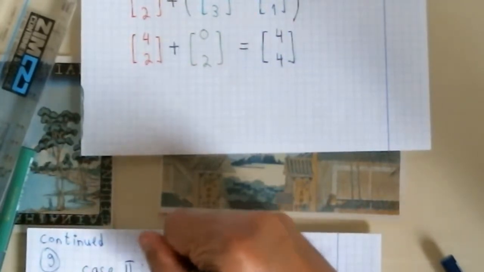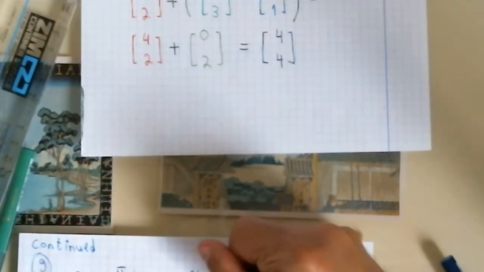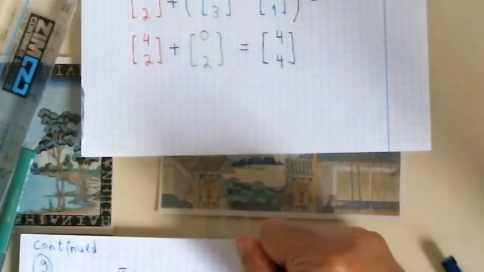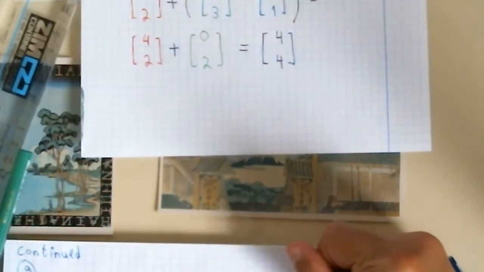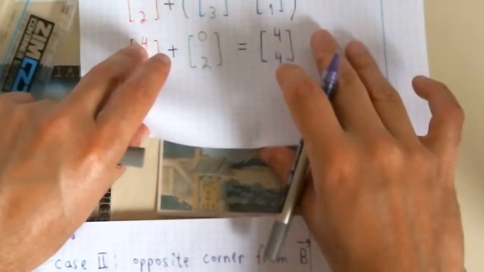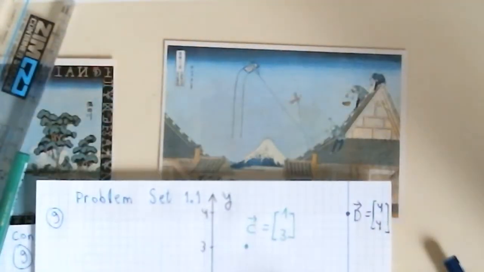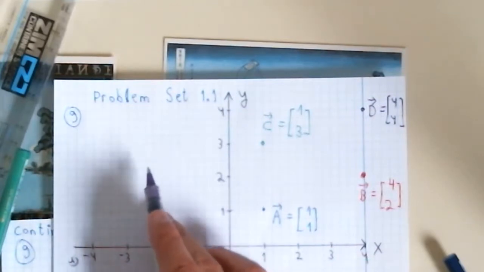Opposite corner from B. Okay, you see why? It's in the opposite corner from B, around here.